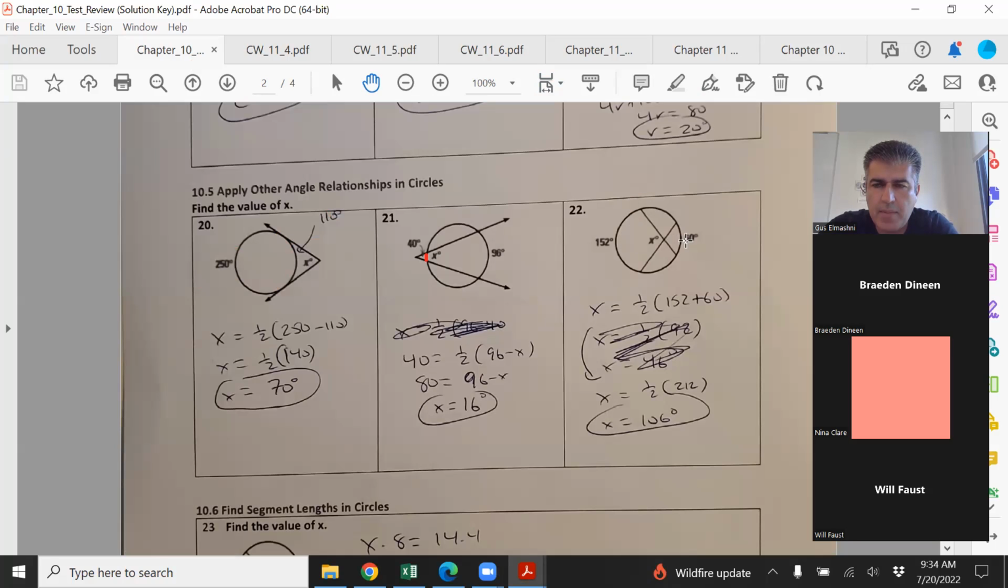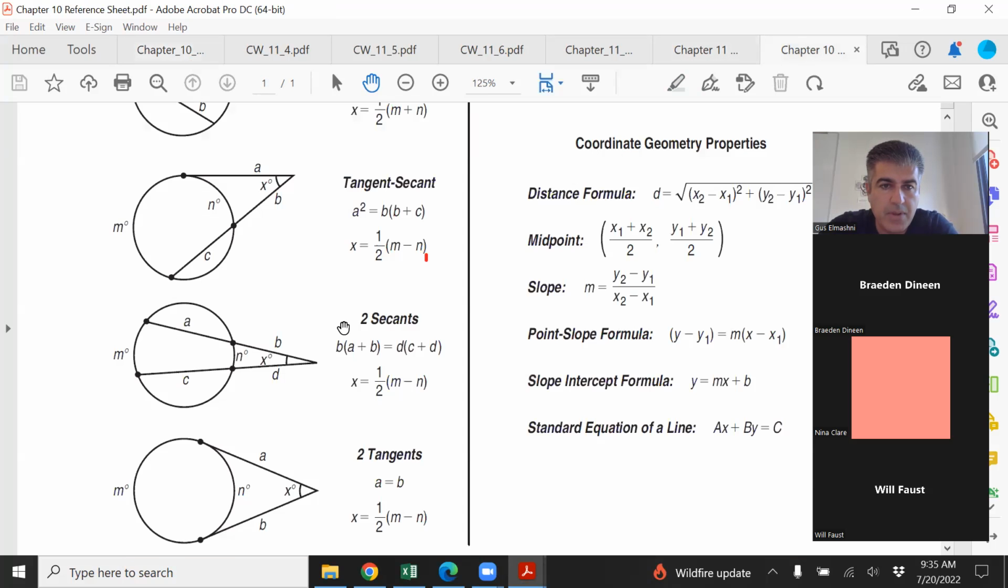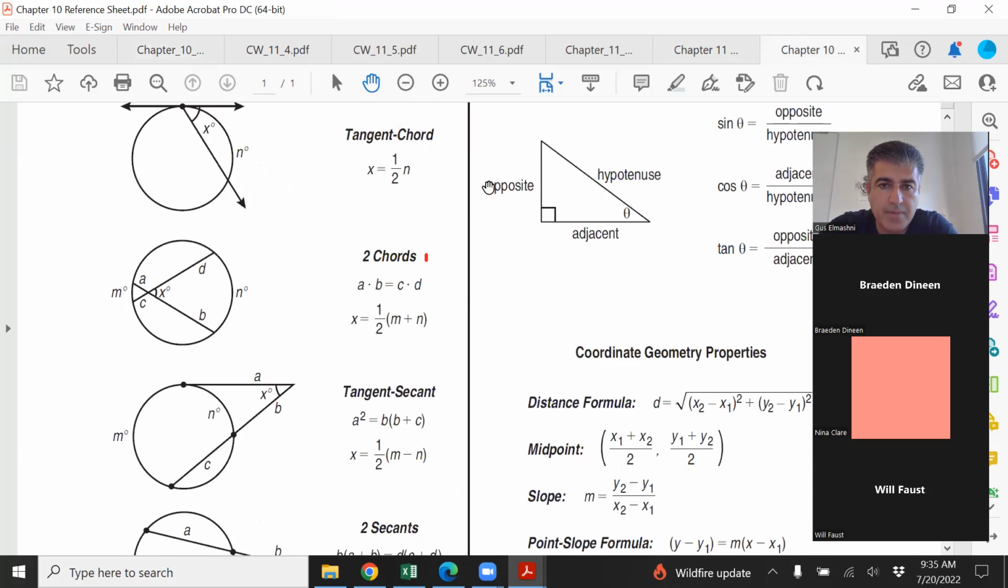Here, if you have two chords and these two arcs, you're going to average those two. So it says so right here. You have this kind of scenario, half of m plus n equals x. There you go. Not that hard.